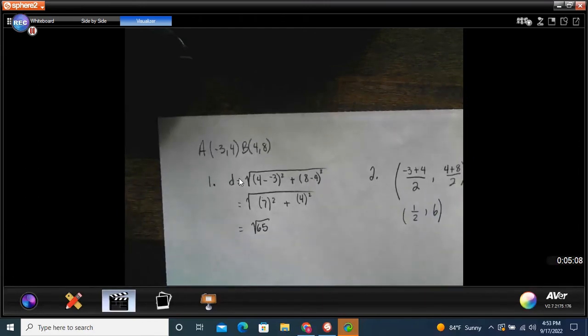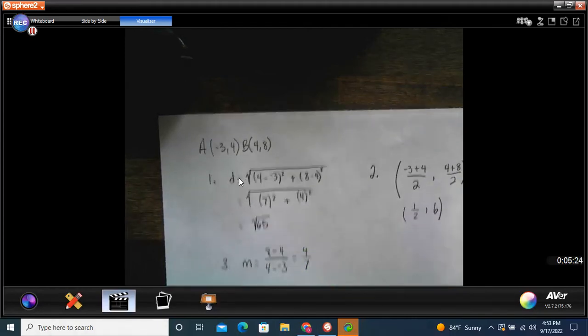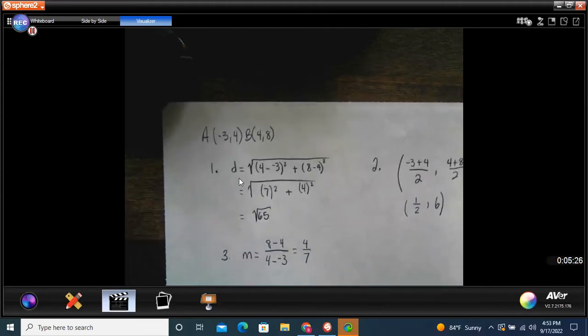And lastly, for this question, find the slope. So slope is going to be y minus the other y over x minus the other x. 4 over 7. I cannot reduce that fraction, so that is my answer. Okay, number 4.